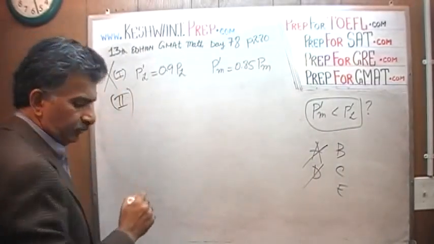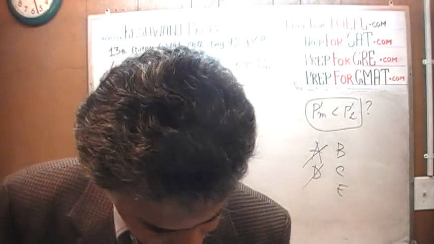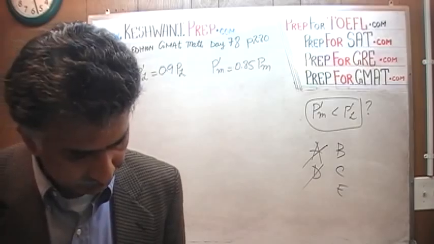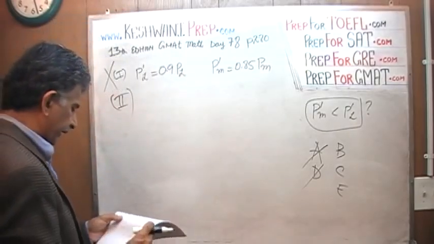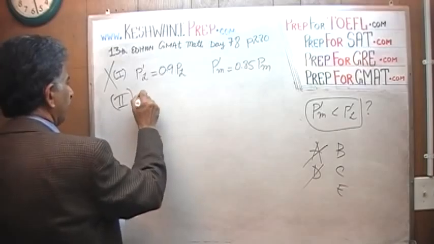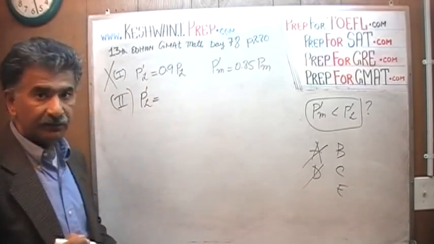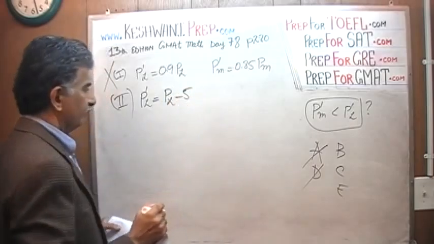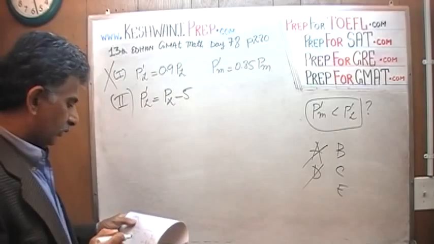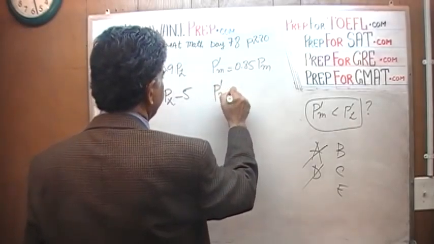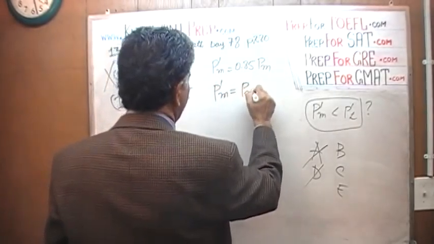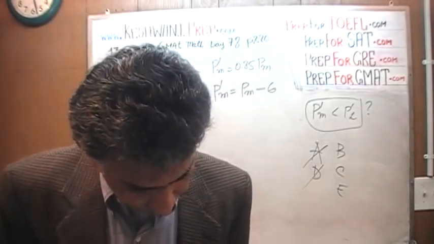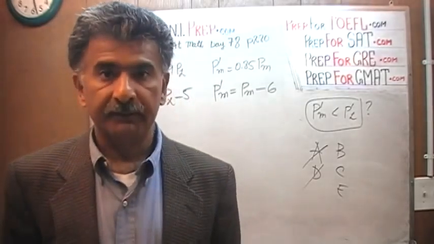The second statement goes on to tell us that at store L, the discount price is $5 less than the regular price. So the discount price at L is $5 less than the regular price. So whatever the regular price is, $5 less. And they also go on to tell us that the discount price at M is apparently $6 less than the regular price. That's what I have here? At store M, the discount price is $6 less than the regular price.